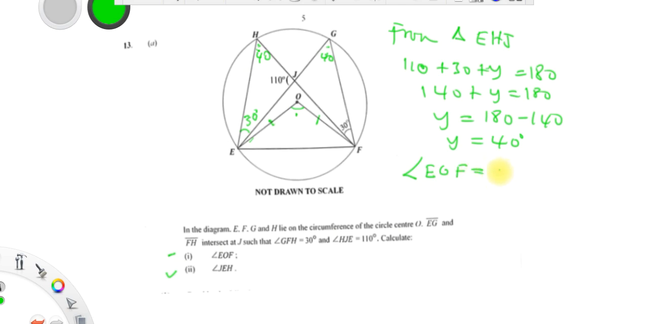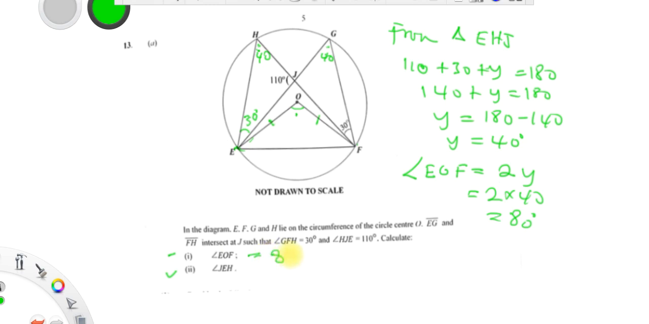This one is 2 times the angle y. This arc EF is forming this angle at the center, and this arc is forming the same angle on the circumference. So this is 2 times this. So 2 times y, which is 2 times 40, which is 80 degrees, guys. So this one was angle EOF, that's what we are supposed to find.